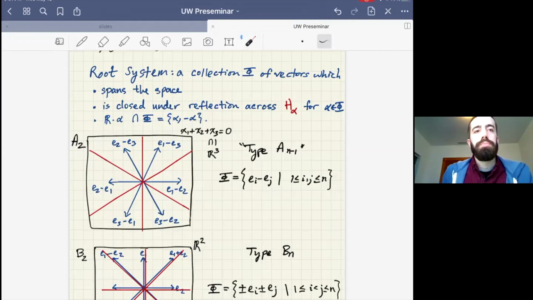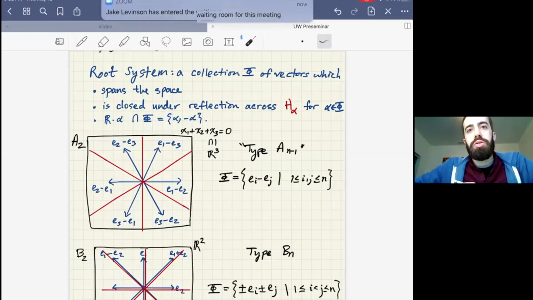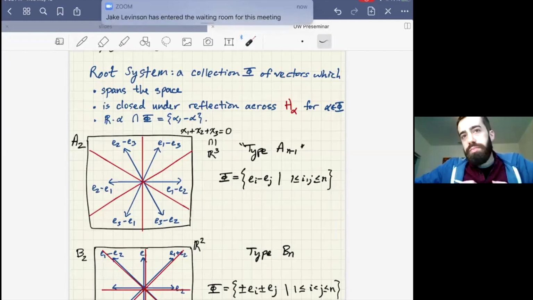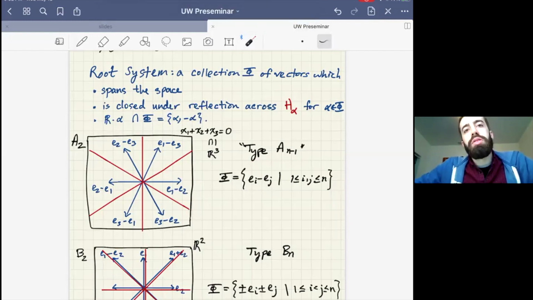Okay, so this example is called type A2, and it's most naturally seen as living inside the space where the sum of the coordinates is 0 inside of three-dimensional space. In general, a type A_{n-1} root system is the root system where I just take all differences of my basis vectors.